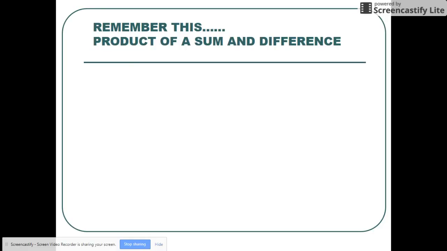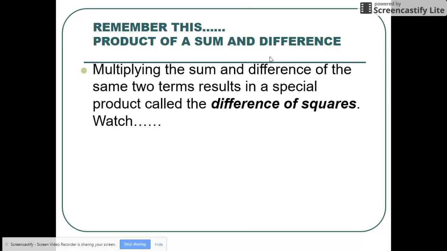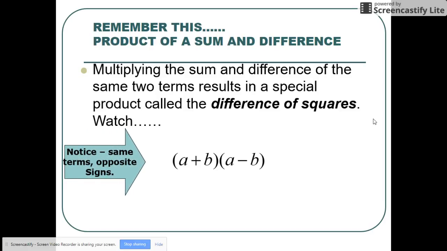What I want you to remember is that the product of a sum and difference, multiplying the sum and the difference of the same two terms, results in a special product, which we call the difference of squares. So a sum is adding, the difference is subtraction. When you multiply an adding and a subtraction, you always get a subtraction. You know that, okay? So watch this. We know that the formula is a plus b multiplied by a minus b. Notice the same terms, the opposite signs. So we still use a and b, but the things that are different are the opposite signs, okay?